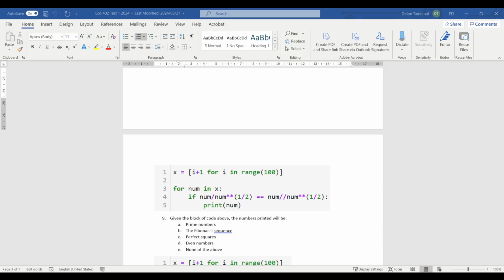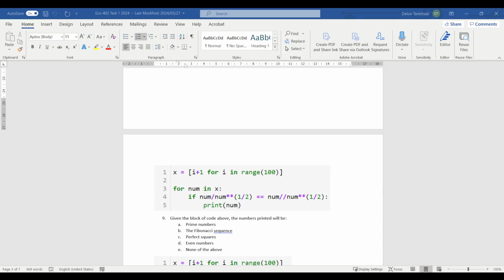So you can do it maybe for the first few numbers. So 0 divided by 0 will give you an error. Sorry, no, it starts at 1. I'm well happy with it starting at 1, right? So 1 divided by the square root of 1 is 1, and 1 integer division square root of 1 is also 1, right? So then that number gets printed. Then we go into 2. 2 divided by square root of 2 is not the same as 2 integer division square root of 2, right? So then we already know that it's not even numbers, right? So therefore, D is now out of the equation.